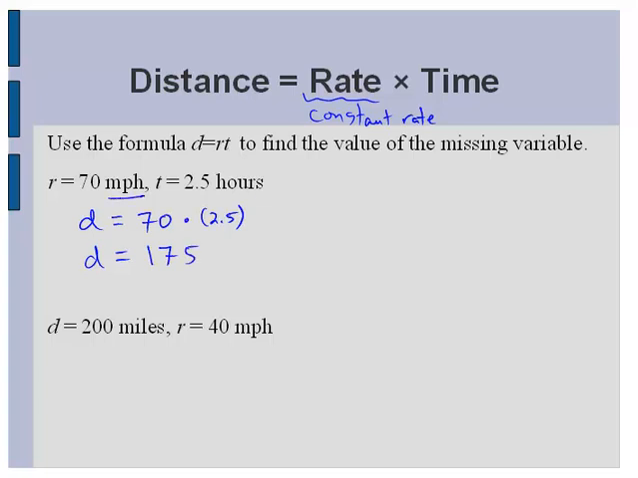You have miles per hour times hours, then the distance would be miles. And if you think about what miles per hour means, we have miles per hour times a number of hours. The hours reduce out, leaving miles.